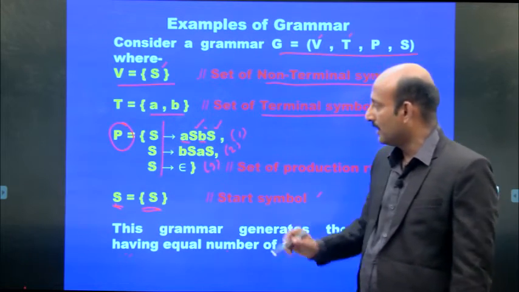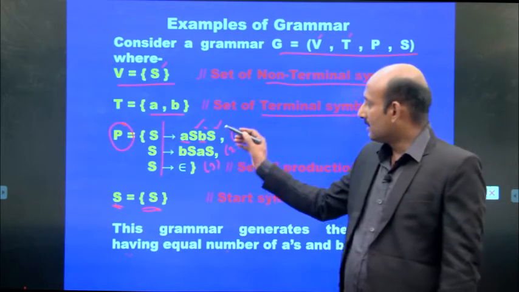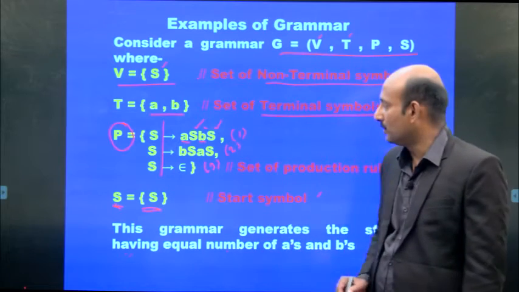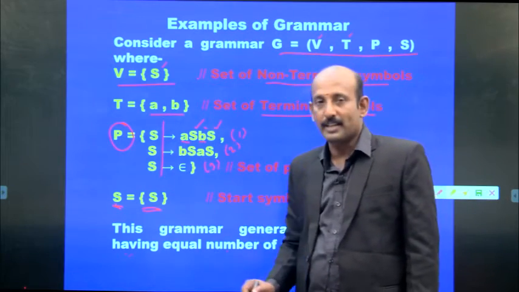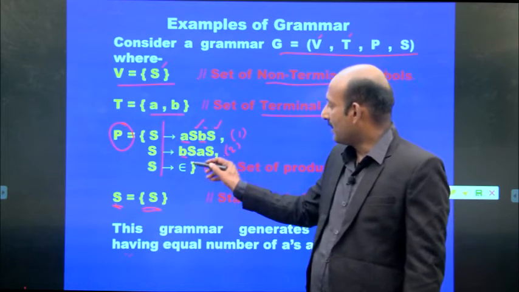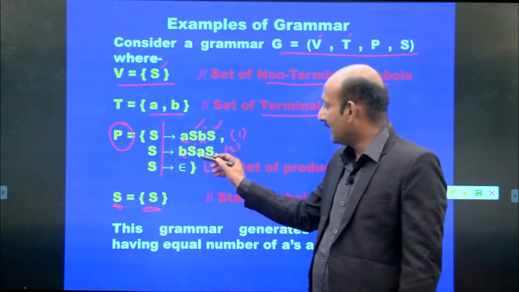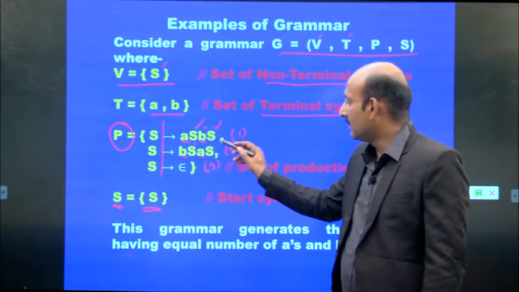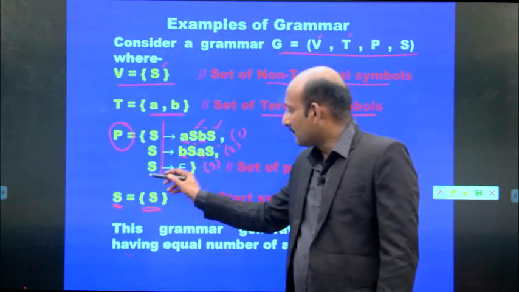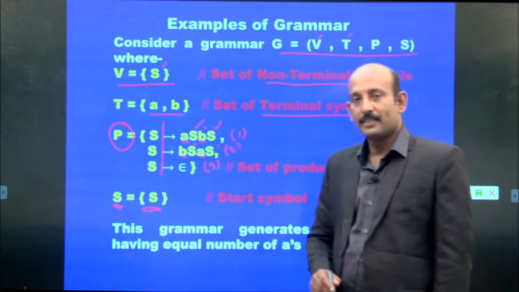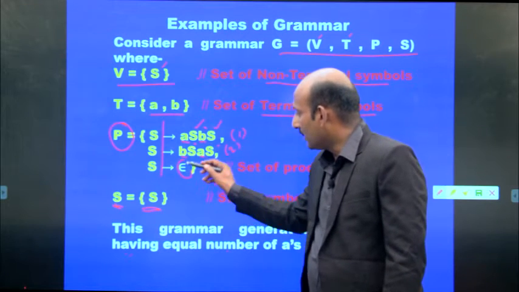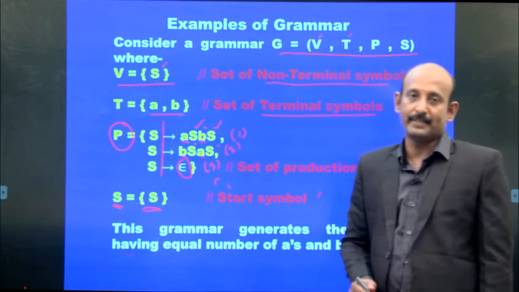This non-terminal has alternate productions. That is production number 2: S implies bSaS, where b is a terminal and S is a non-terminal, followed by a, again followed by the non-terminal S. Similarly, the third production is S implies epsilon. Epsilon stands for empty.